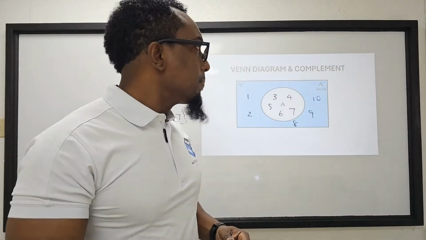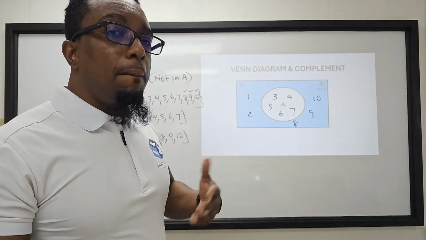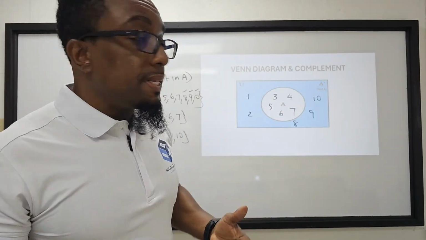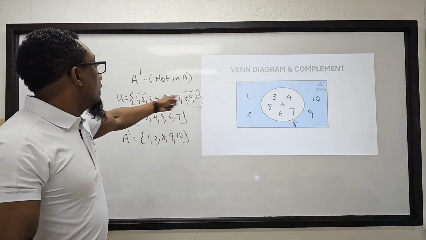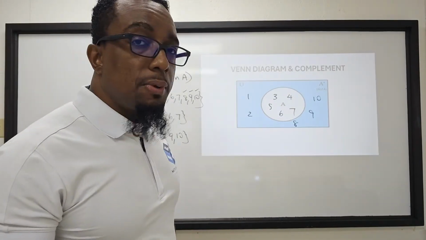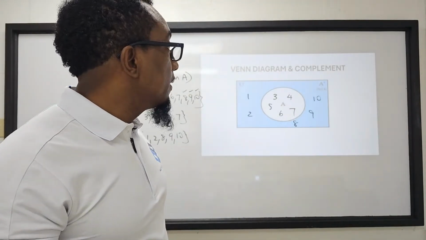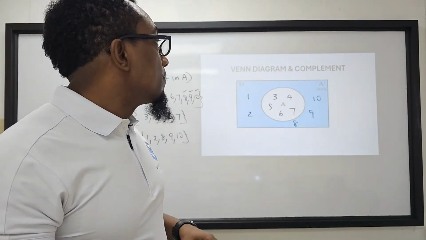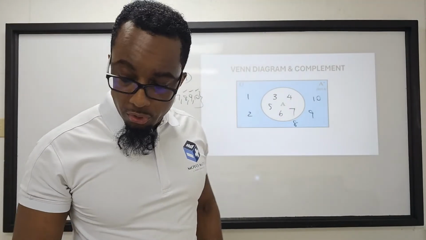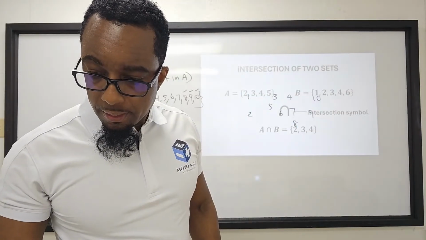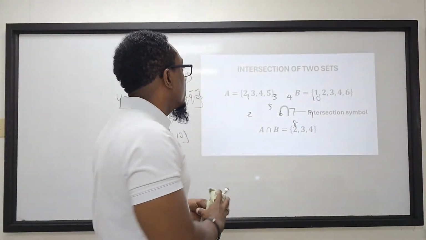Alright, so making sure we understand what is complement, what is a subset. So A is a subset of the universal set. All the elements of A are in the universal set. So this is why we show one circle within the rectangle. Of course, you can have more than one circle within your rectangle. So let's look at the intersection of two sets.